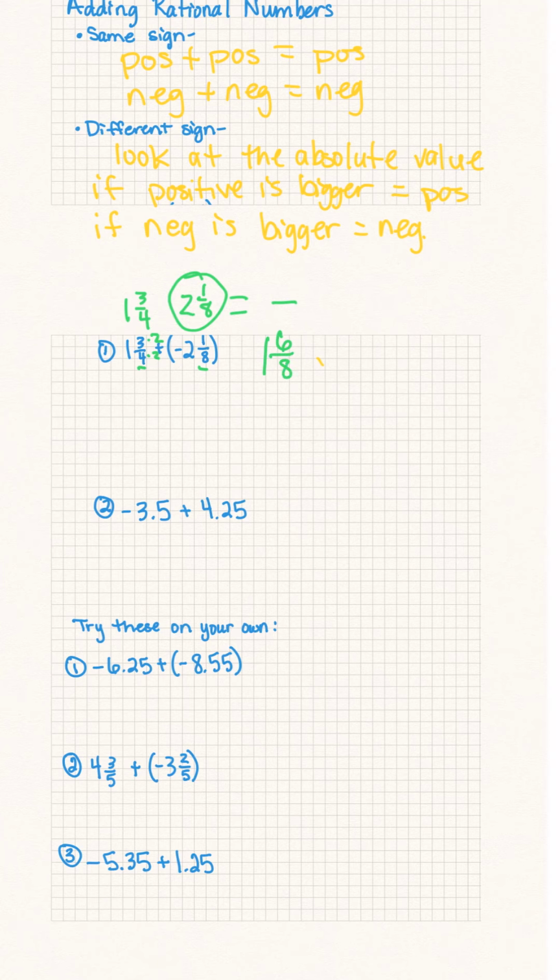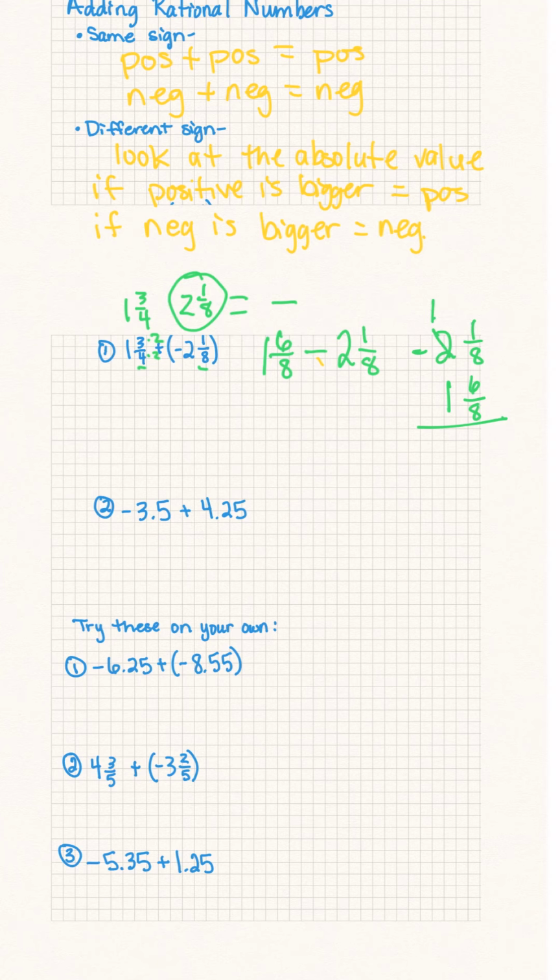And then it is going to be adding a negative, so it's the same as subtracting 2 1/8. So it'd be easier to think that this is the negative 2 1/8 over 1 6/8. Okay, so we can't subtract 1 from 6, so we're going to have to borrow 1 from here. And so then that turns into a whole 8 over 8.